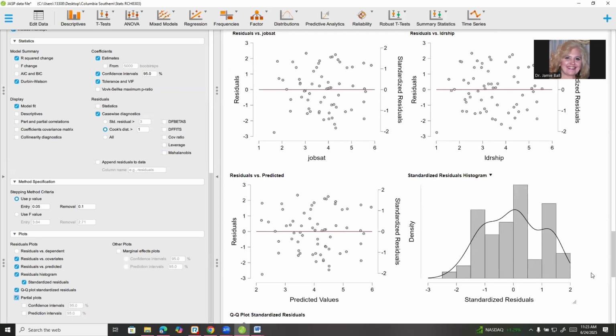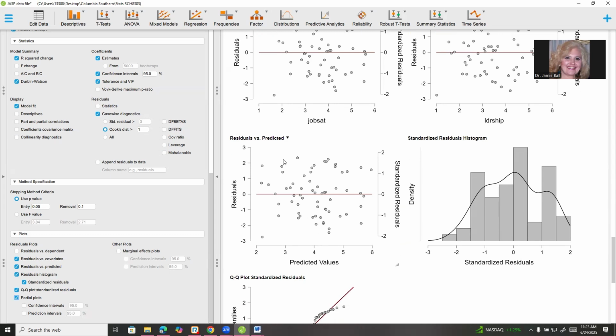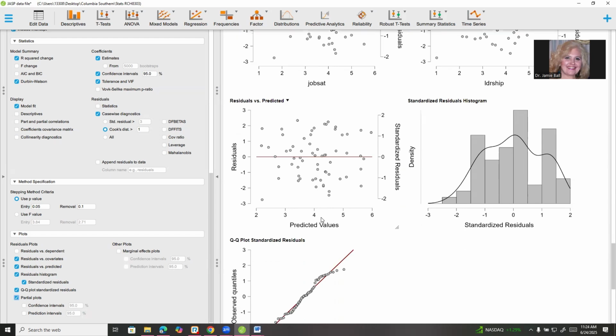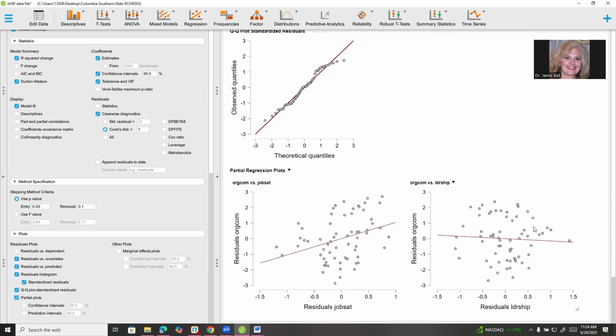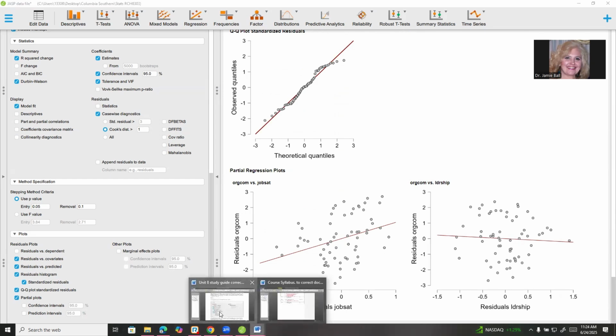Here's my histogram of the residuals. That looks approximately normally distributed to me. Okay, here's residuals versus predicted value. This is for linearity, and we also use it for homoscedasticity. And then here's our partial regression plots here. So let me break down how to look at each of those.